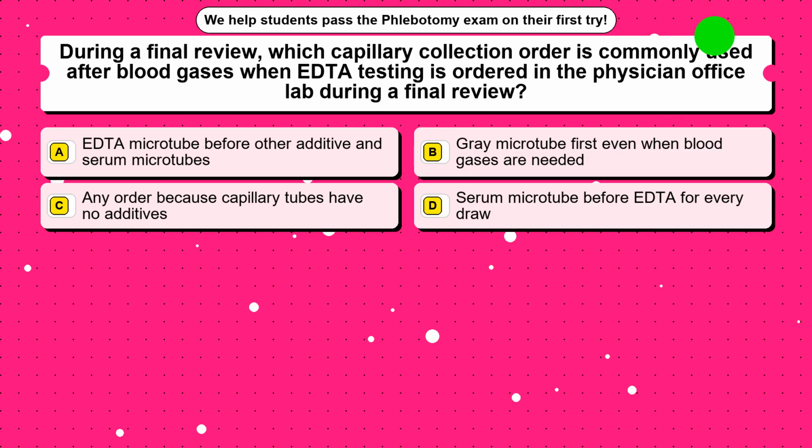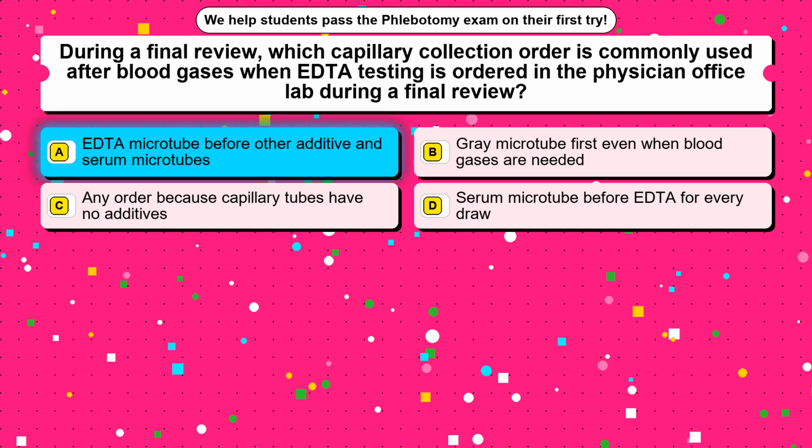Question 44. During a final review, which capillary collection order is commonly used after blood gases when EDTA testing is ordered in the physician office lab during a final review? Option A, EDTA microtube before other additive and serum microtubes. Option B, gray microtube first even when blood gases are needed. Option C, any order because capillary tubes have no additives. Option D, serum microtube before EDTA for every draw. The correct answer is option A.